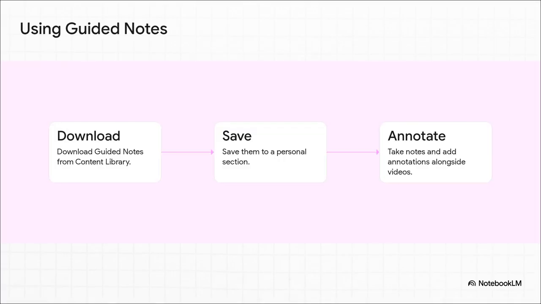Okay, so how do you actually use them efficiently? Here's the exact workflow you'll want to follow. Step 1, pull those guided notes straight out of the read-only content library. Step 2, save them directly into one of your own personal sections. And step 3, now that they're sitting in your personal space, you can take notes directly on them, add your own annotations, drop in extra resources, and follow right along with the video lessons. This whole process just keeps everything neatly locked down and organized for the entire semester.